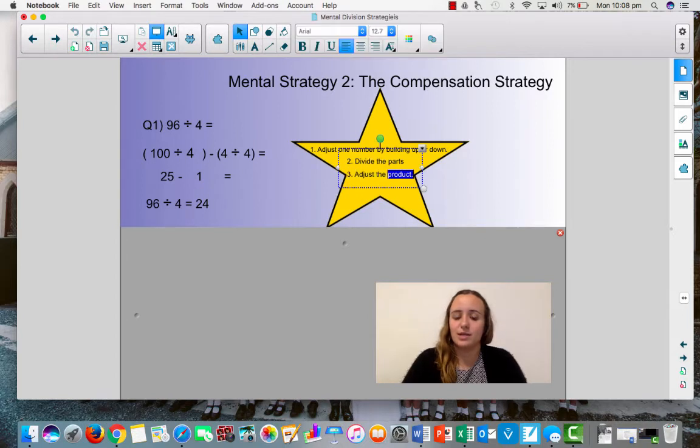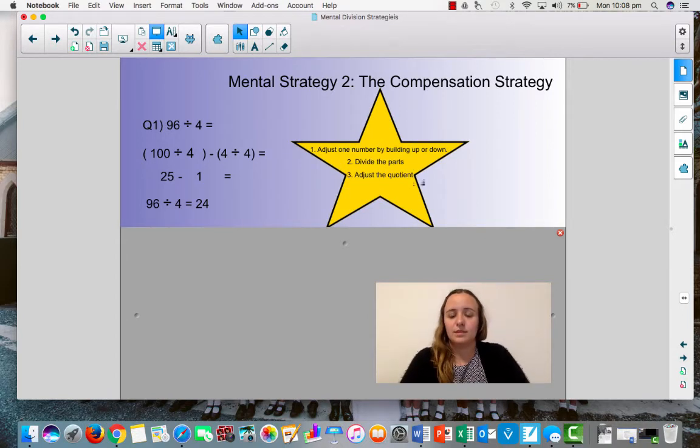Okay, so the first step is adjust one number by building up or building down. So we've got the 96 here. Okay, we're going to build that up to 100 because it's going to be easier to divide. Okay, so we've got 100 divided by 4. We know 25 goes into 100 4 times, so that's the answer there.